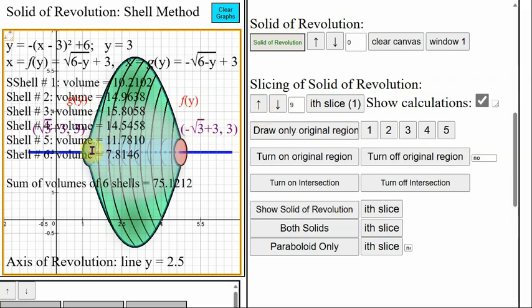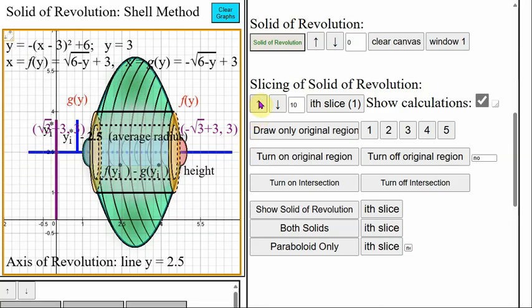The sum of the volumes of the 6 shells is 75.12, and therefore the volume of the solid of revolution is approximately 75.12. To get the exact answer, instead of 6 shells, we're going to divide it into an infinite number of shells. One of the shells would look like this. Let's call this the ith shell.